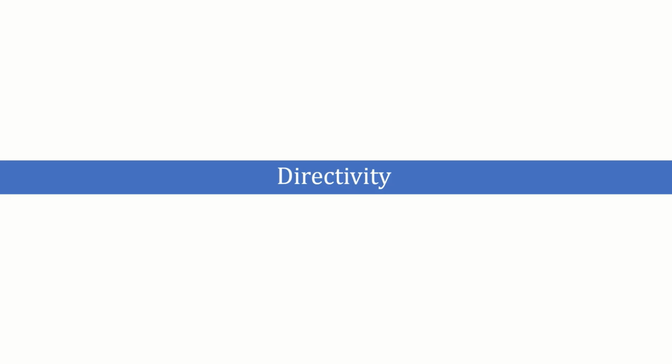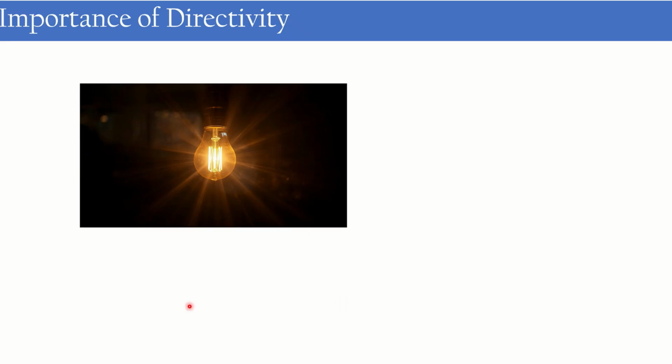One of the main characteristics of an antenna is its directivity. So this video explores more about what is meant by directivity of an antenna. Let's first try to understand what is meant by directivity.